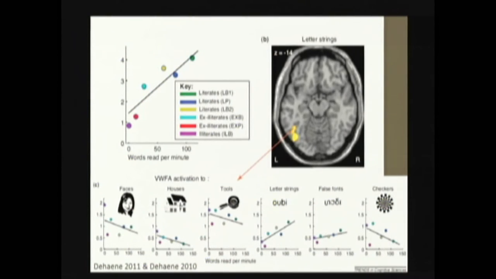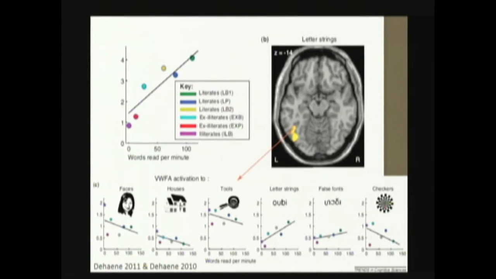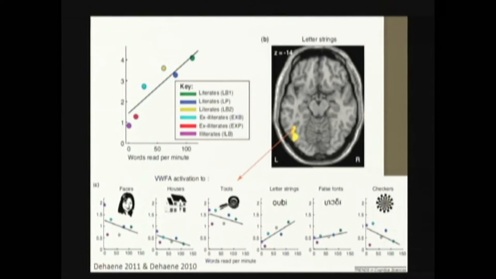So when they looked at the left VWFA, the part responsible for identifying words, in the bottom here you can see they tried faces. They didn't find that specialization. They found that illiterate people would recognize faces quite prominently in the left VWFA because they didn't develop that specialization for words.